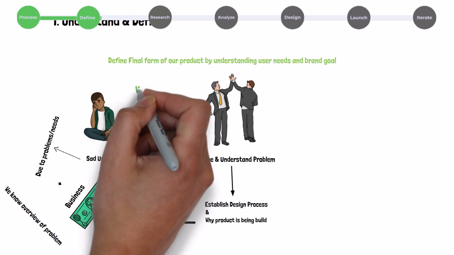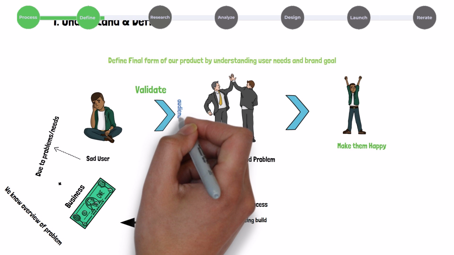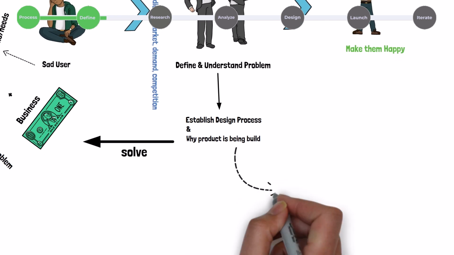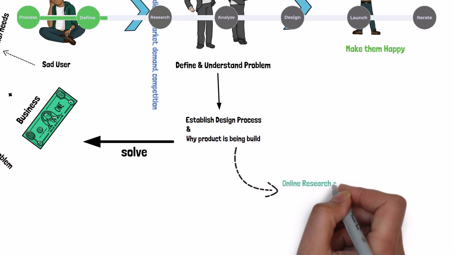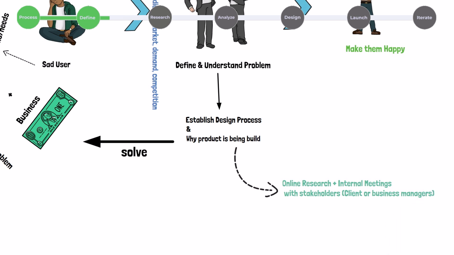I always study the niche in which this product is going to launch, an overview of audience, market, demand and competition. To know all of this, you perform online research and some internal meetings. Here, internal meetings are also called meetings with stakeholders or directly with clients. Stakeholders can be business managers, designers or anyone in the company that can be helpful to this product.